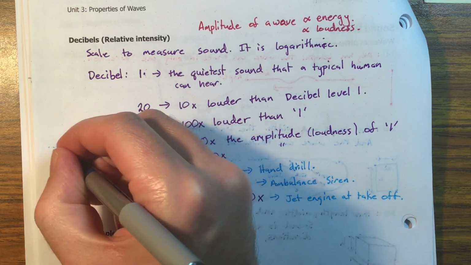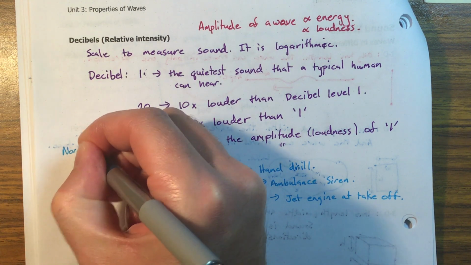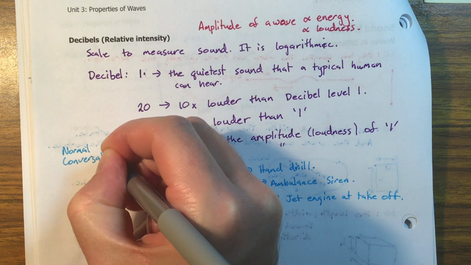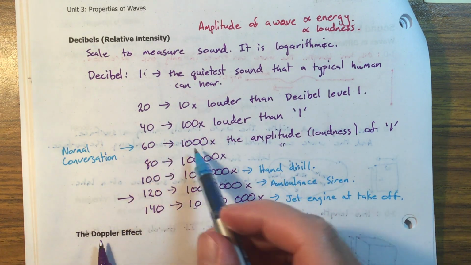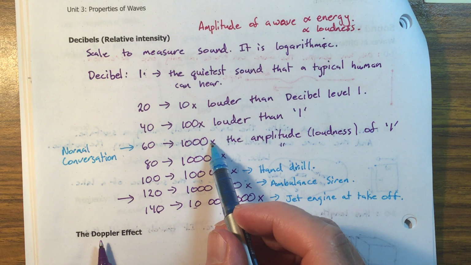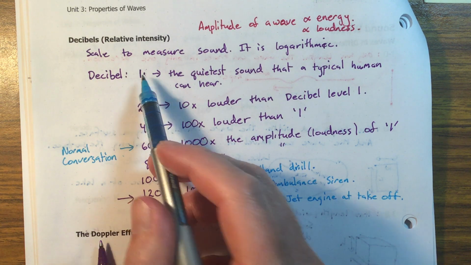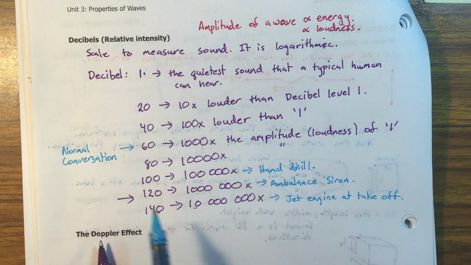60 is about a normal conversation. So when we speak about 1,000 times louder than the quietest sound that we can hear. The loudest sound possible is somewhere around 200 decibels.